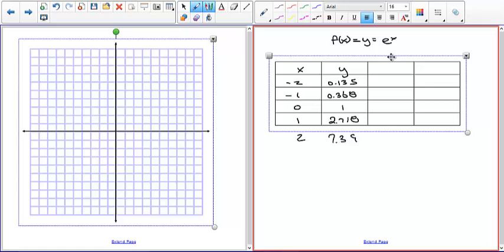7.39. Okay, so what I can do again is I'll call this prime for the inverse function. So what I do is y becomes x prime, and x becomes y prime.